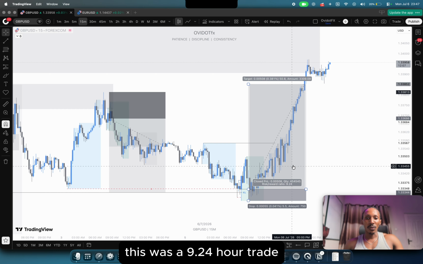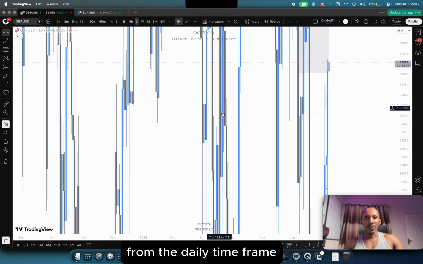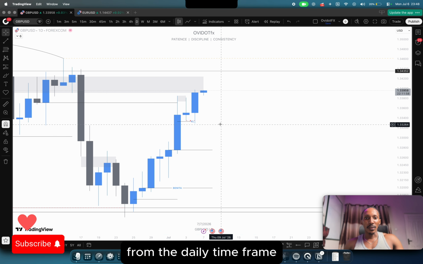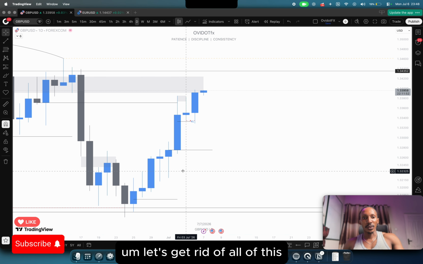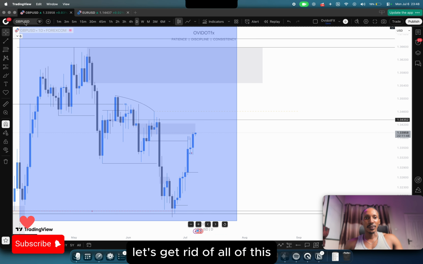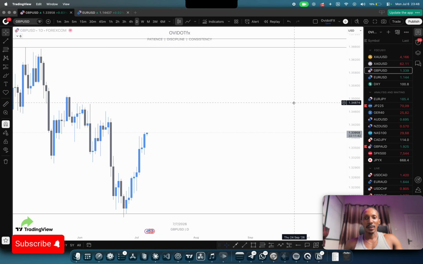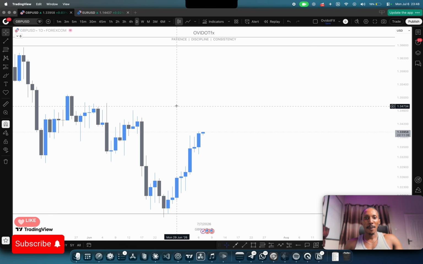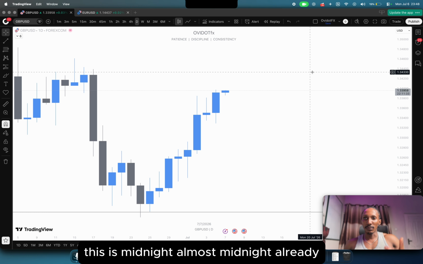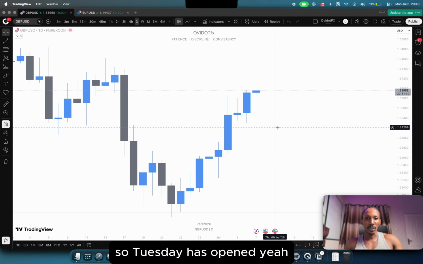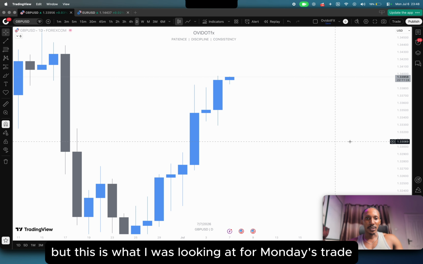This was a 9.24-hour trade. So let's delete this. I'm starting this analysis from the daily time frame. So from the daily time frame, this was Monday's candle. This is almost midnight already, so Tuesday has opened. But this is what I was looking at for Monday's trade.